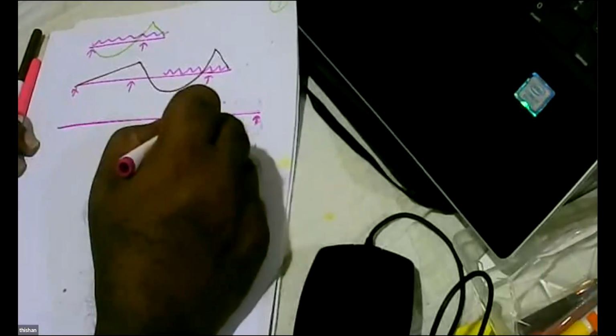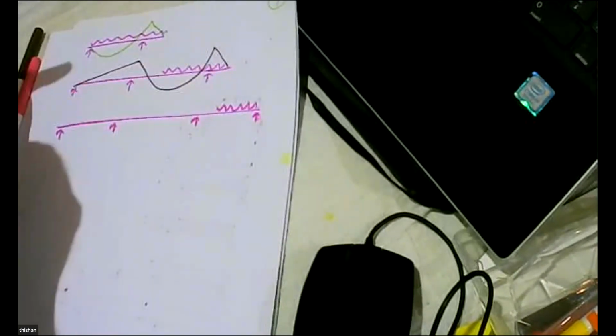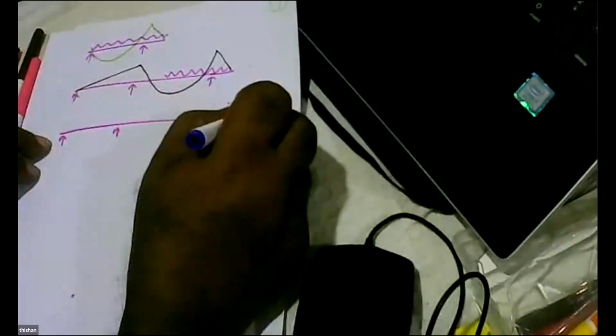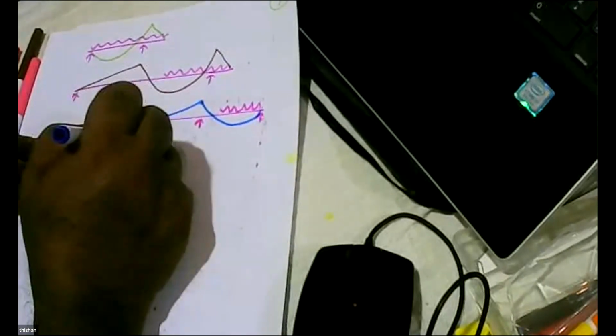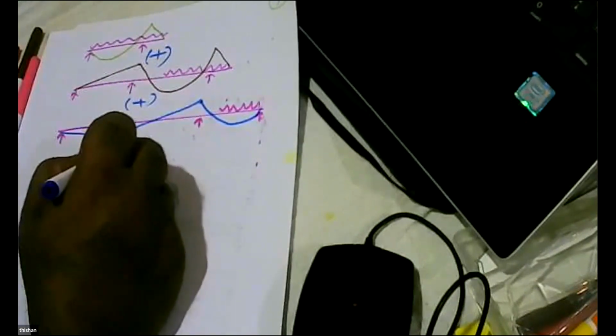Now I have the full beam, last leg done. And I have load only on this stretch. And I'm going to get the total bending moment diagram like this. Then what is the final bending moment diagram?